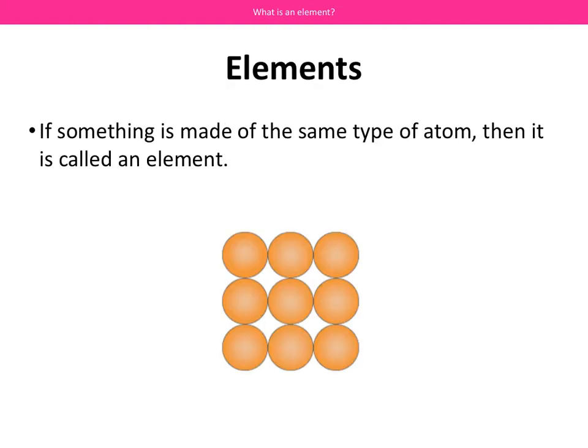Now, if something is made up of the same type of atom, then we call that an element. So this picture here, the fact that they're all orange, it's just to show that they're all the same type of atom. That would be an element. That is a pure substance that is made of only one type of atom, and that is an element. And actually, if you remember when we showed the periodic table, we said it was the periodic table of elements. So a periodic table of all of the different types of atom. But if you just focus on one element, then that element is made of only one type of atom.